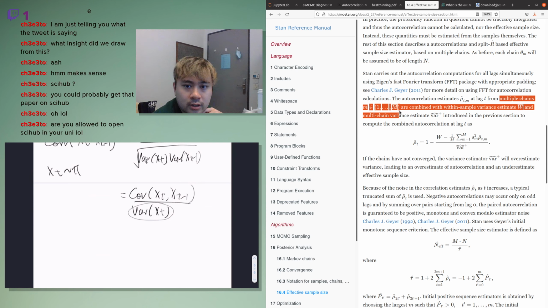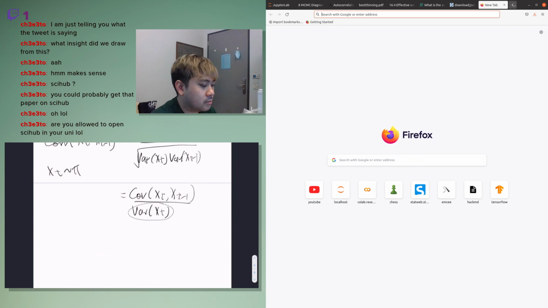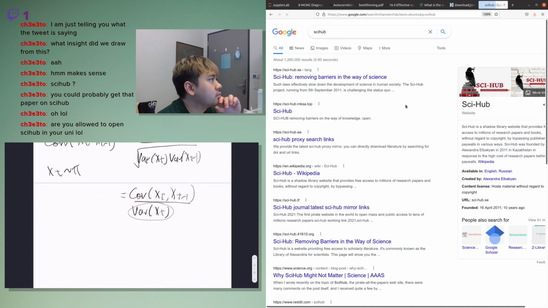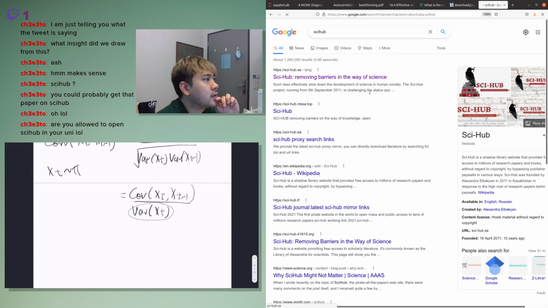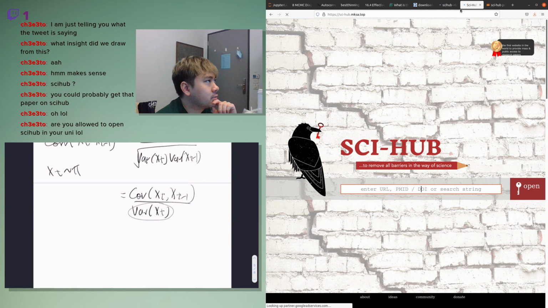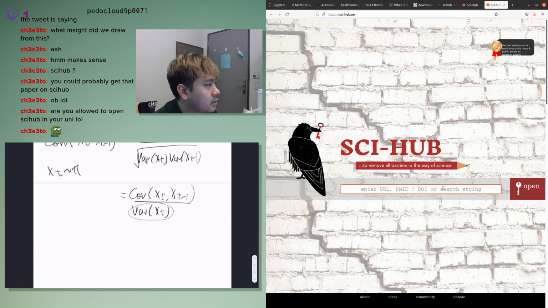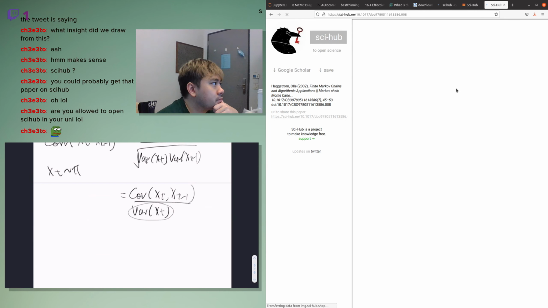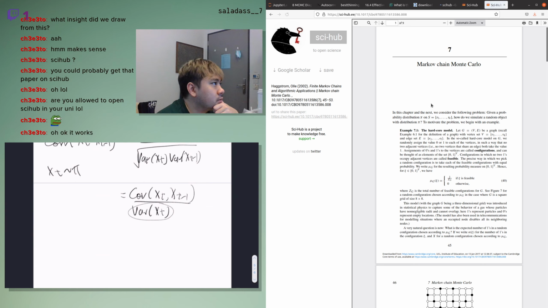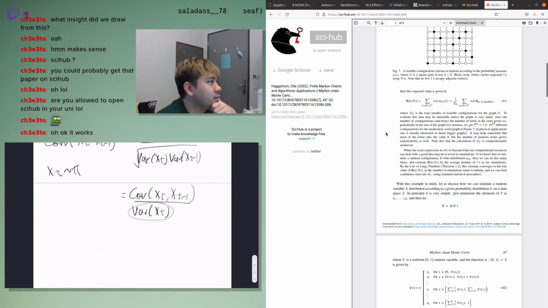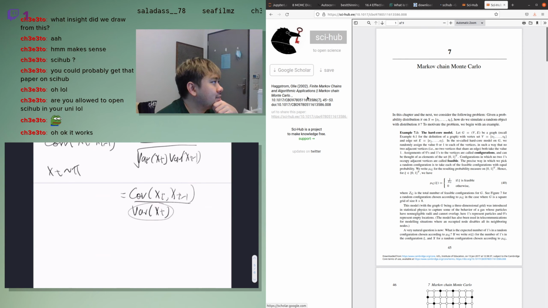Are you allowed to open Sci-Hub in your uni? I don't know. Let's try. I don't use Sci-Hub, so I don't know. So I'm on my uni network now. Let's see if I can access it. Maybe it's not working. It's bouncing around. Oh, okay, it's showing something. Okay, let's search for, oh, it's one paper. Wait, what? Oh no, this is cool.